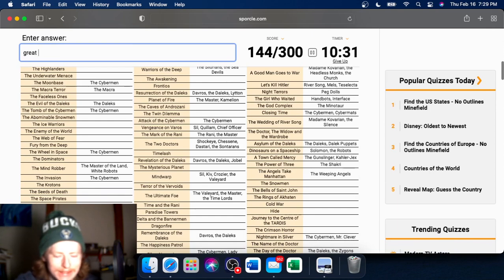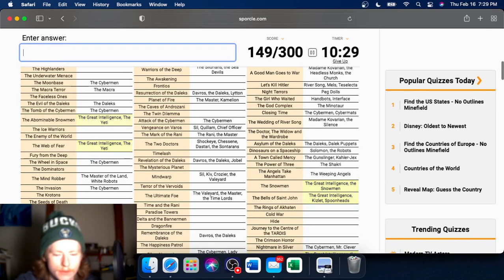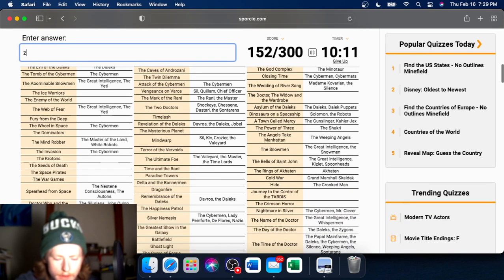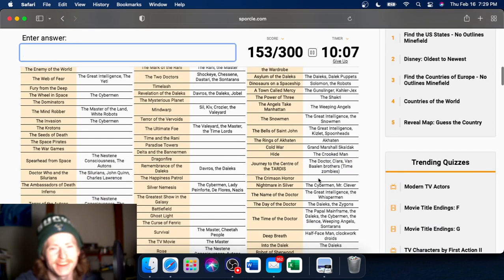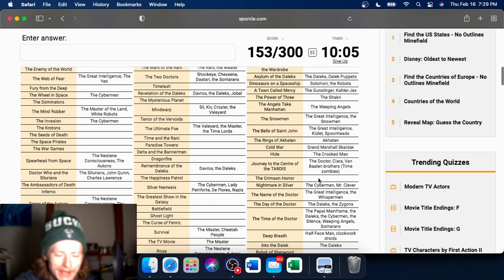Snowman, Great Intelligence. Rings of Akhaten. Cold War. Ice Warriors. Hyde is the Crooked Man. Journey to the Center of the TARDIS. Zombies. What a dumb show. I love this show. Crimson Aura. Diana Rigg.